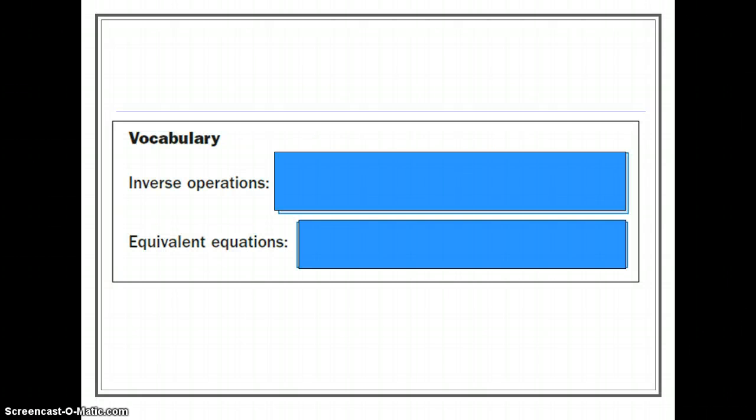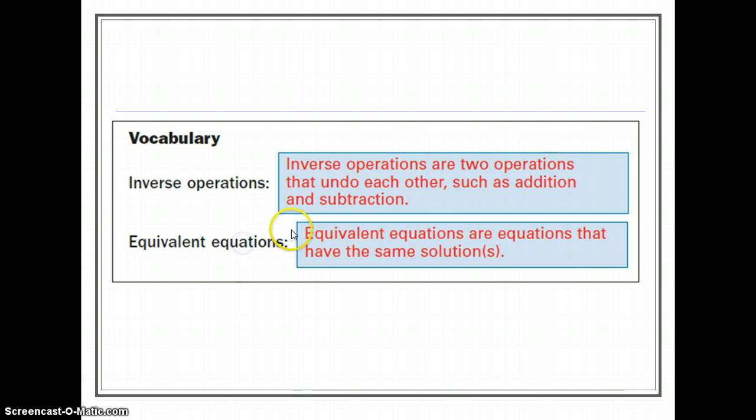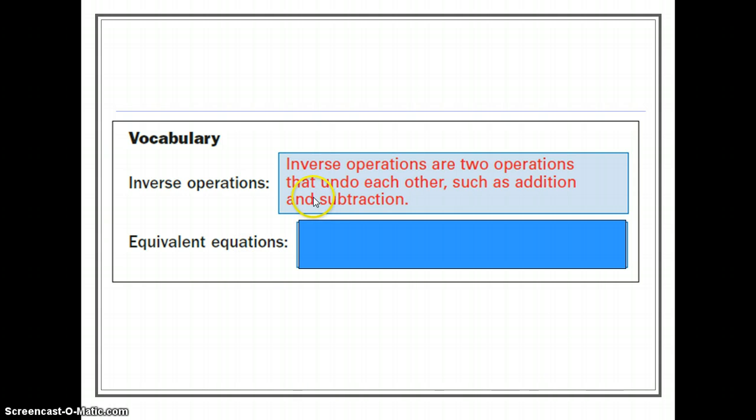Inverse operations. Inverse operations are two operations that undo each other. It is important to remember that they undo each other. So, for example, addition and subtraction are opposite operations, or inverse operations, just like multiplication and division.